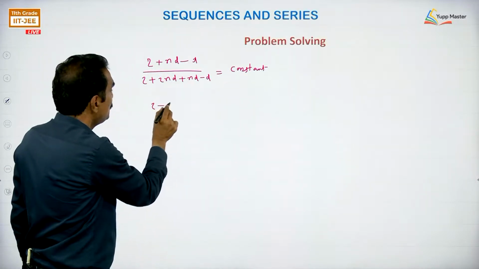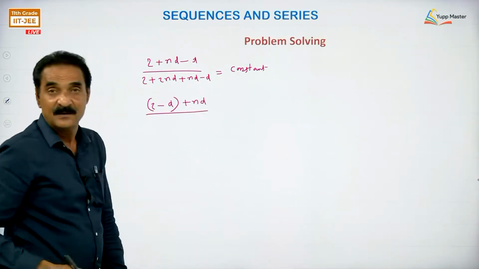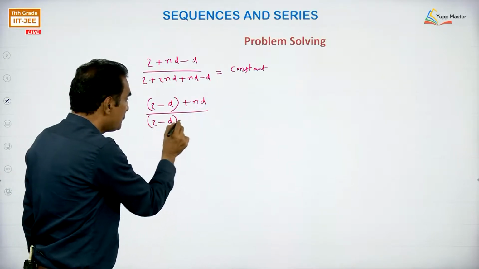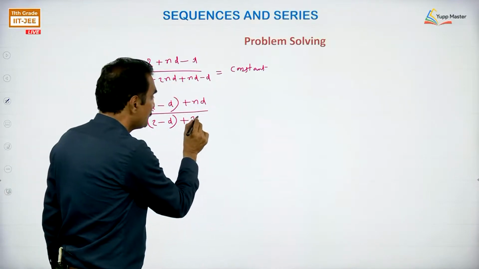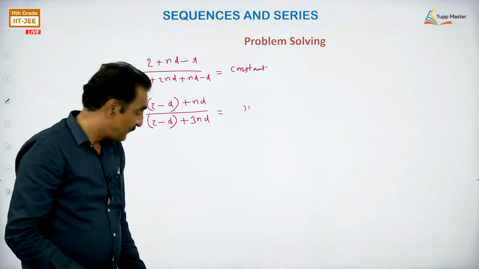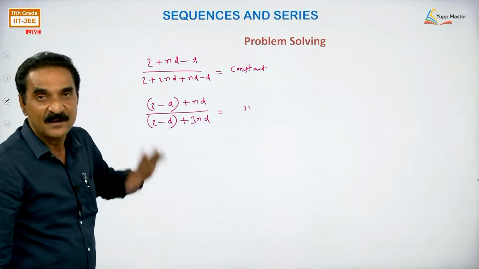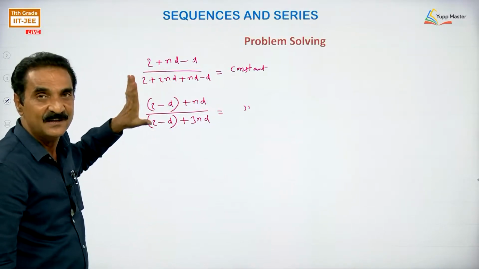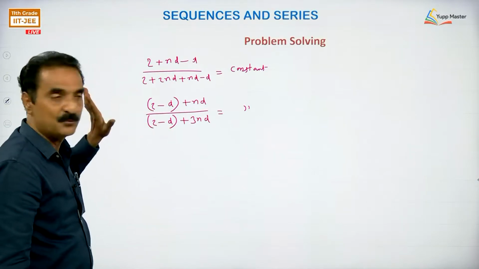Now numerator is 2 minus d plus nd upon denominator is again 2 minus d plus how much, 3nd. Is constant, must be constant for what value of d? If you observe this, you can immediately tell the answer. For what value of d will this become a constant independent of n and d? You can easily get the idea very quickly that d must be equal to 2.